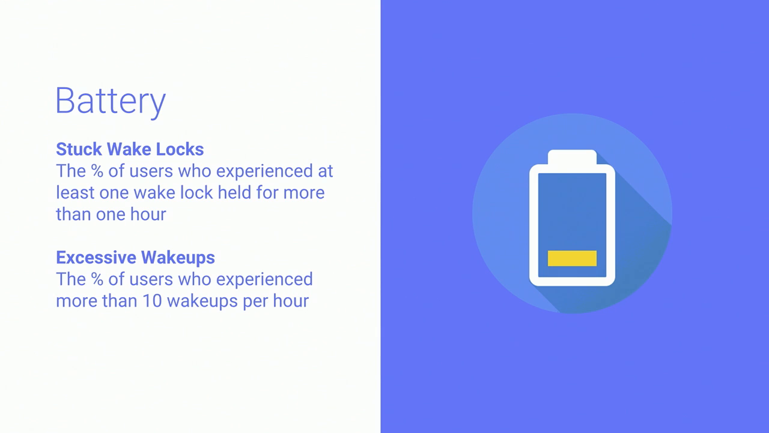The two battery areas to look at: stuck wake locks and excessive wake-ups. I encourage you to check those out and figure out where you are potentially having an issue in your application. And as I said, we will flag you with a red marker if you're in the bottom 25% of apps for each one of these metrics, so you know to look into that area.